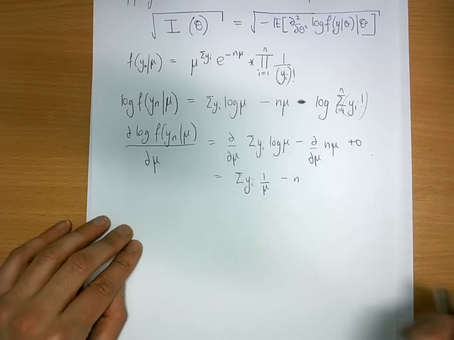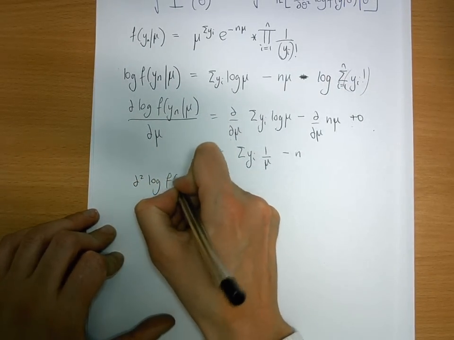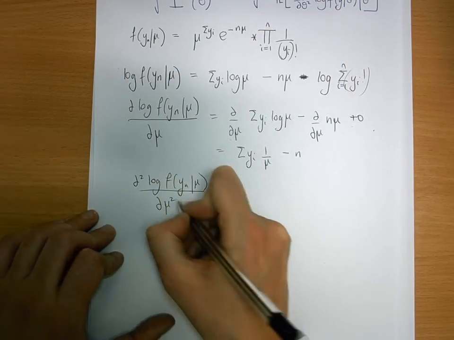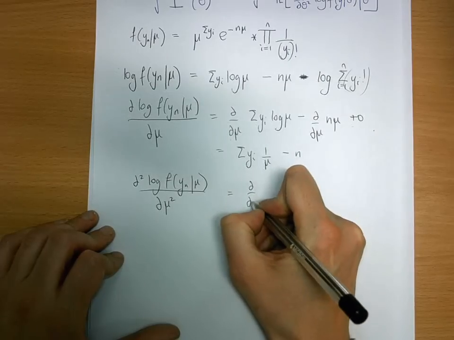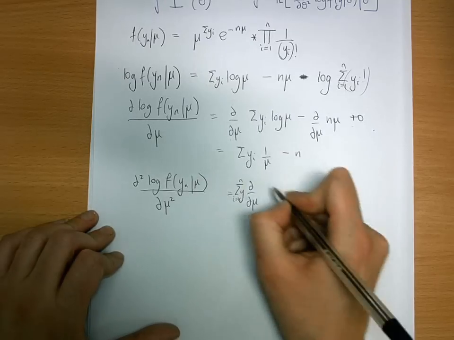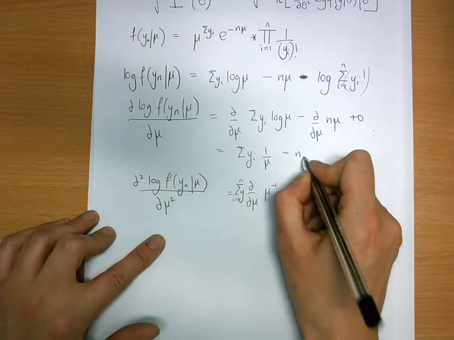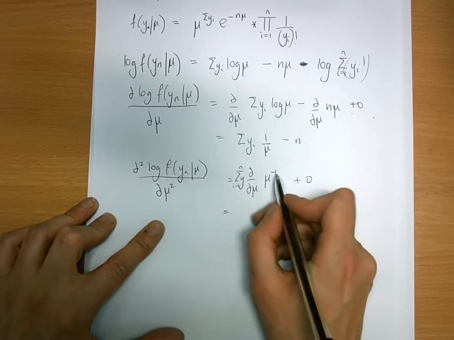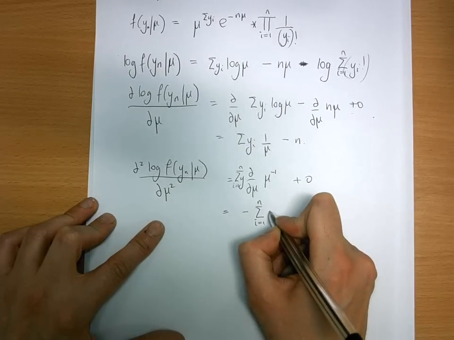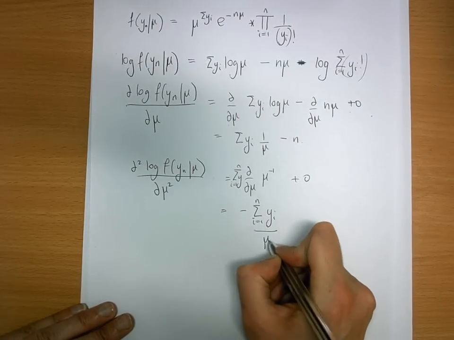And then we get the second differential. D squared log of f of yn given mu over d mu squared is equal to d mu of the sum of yi, 1 to n, of mu to the minus 1, plus 0 because that has no mu, minus 1, so minus the sum of yi from 1 to n over mu squared.